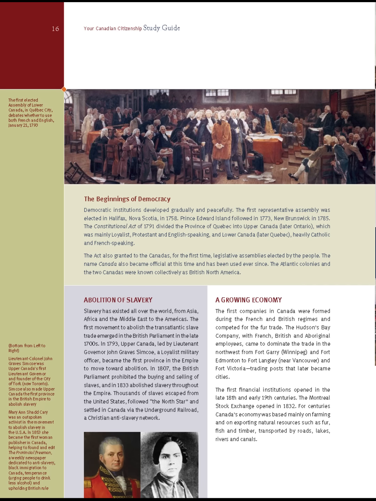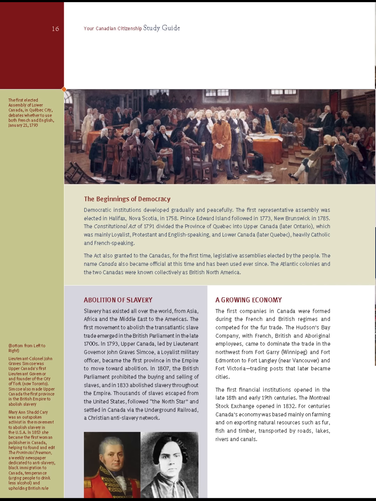Abolition of slavery. Slavery has existed all over the world, from Asia, Africa, and the Middle East to the Americas. The first movement to abolish the transatlantic slave trade emerged in the British Parliament in the late 1700s. In 1793, Upper Canada, led by Lieutenant Governor John Graves Simcoe, a Loyalist military officer, became the first province in the Empire to move toward abolition.